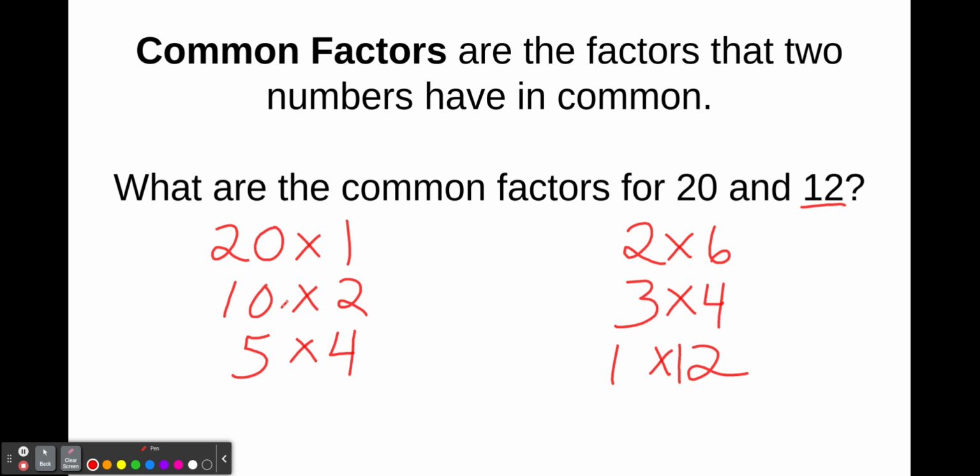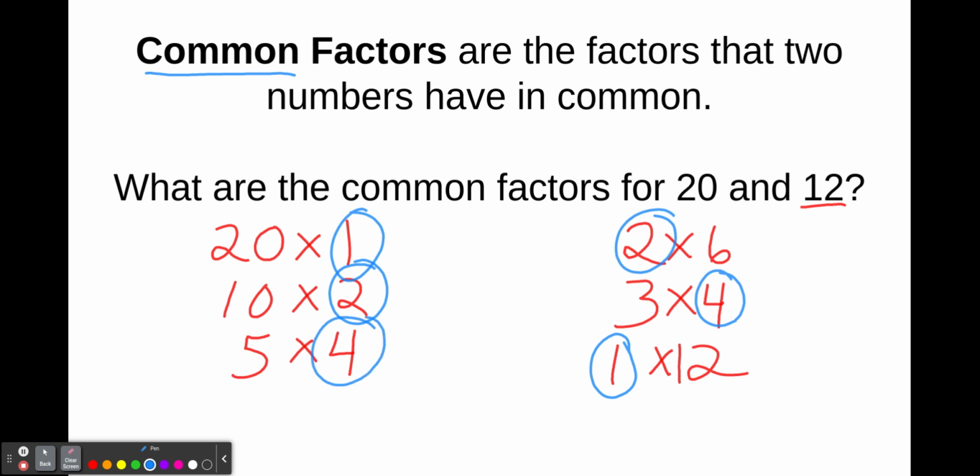Now that I've got my factors for both 20 and for 12, I can start looking at which ones they have in common. So which factors do both of these numbers share? I see that they both have 1, and they both have 2, and they both have 4. These would be my common factors, the factors that these two numbers share.